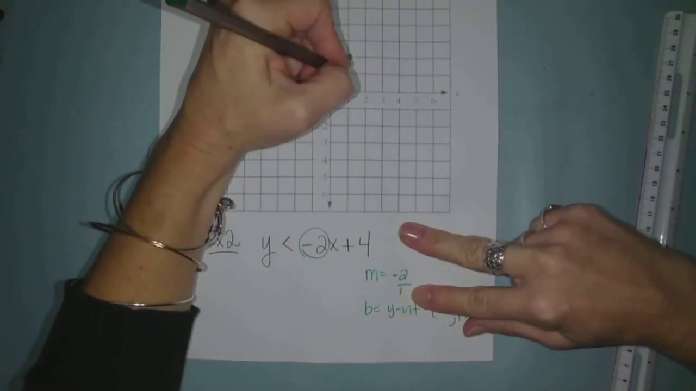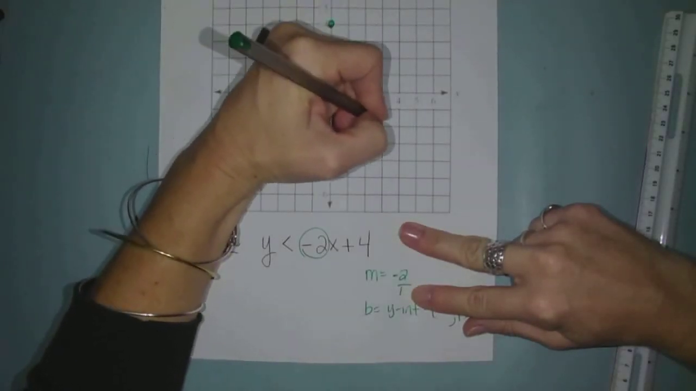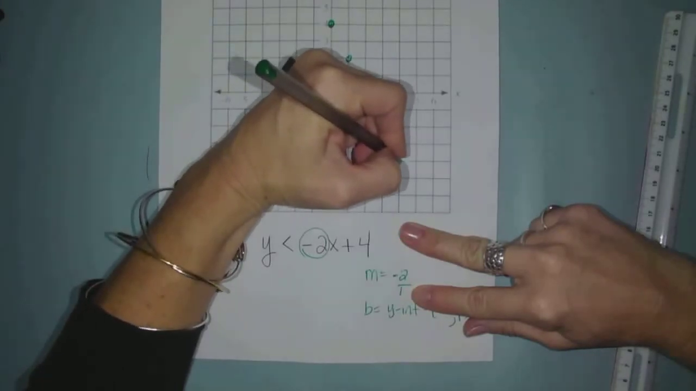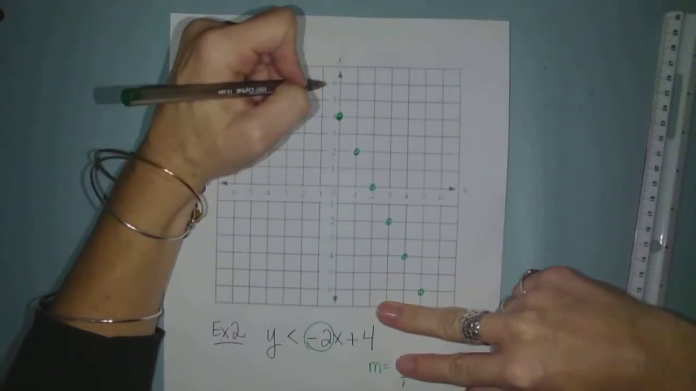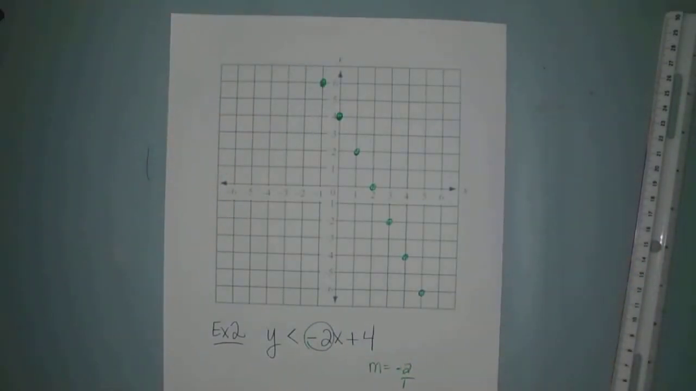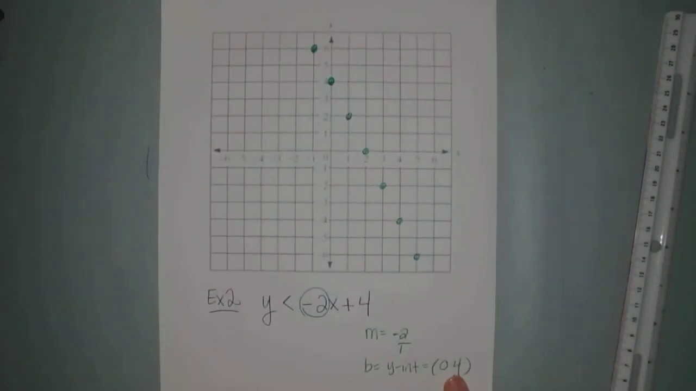And I can do that a lot of times here. I got plenty of room to keep coming down 2 and right 1. Can also go the opposite way, up 2, left 1. Now, I am going to connect those dots.